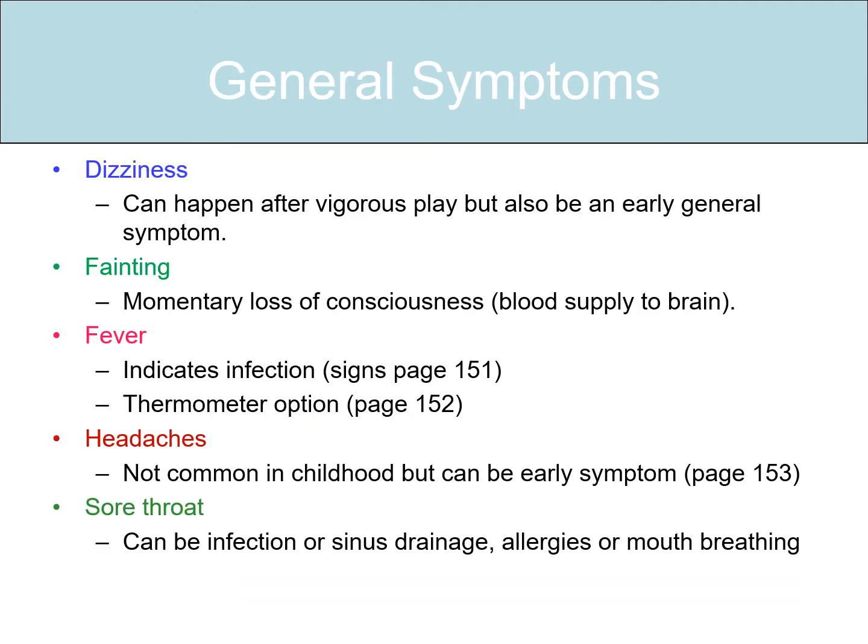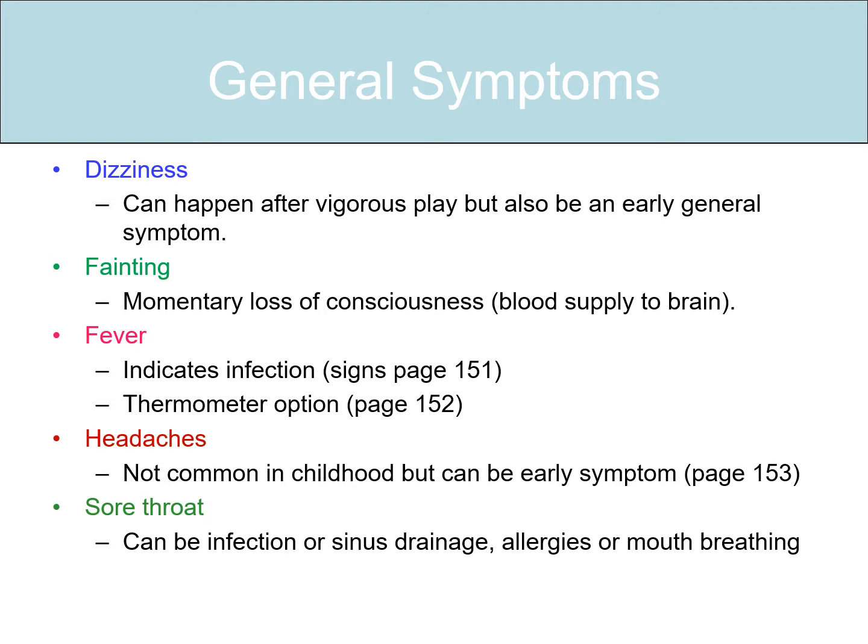Some general symptoms that we see before we see the specific symptoms for each illness are dizziness, which can happen after vigorous play but can also be an early general symptom. Fainting is a momentary loss of consciousness caused by the lack of blood supply to the brain. A fever could indicate infection, and page 151 gives you some specific information about that. Then the different types of thermometers you can use, you can see on page 152.